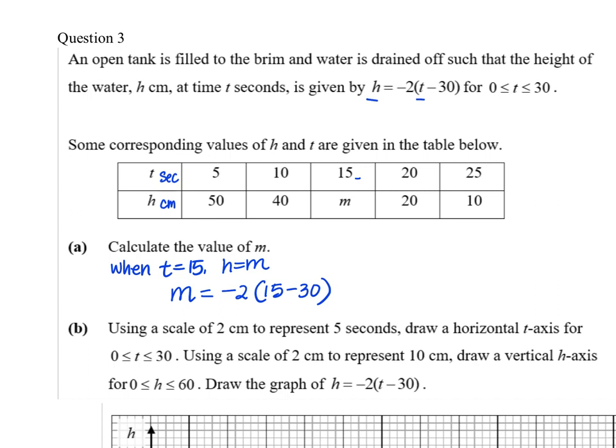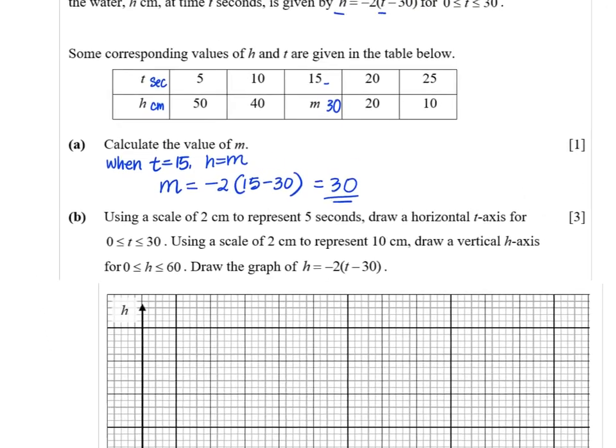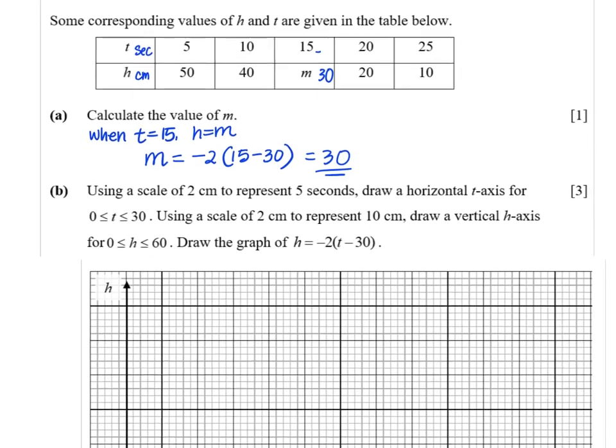I got the value to be 30. Okay, so in this case, the value for n will be just the number 30. Right? Next part of the question, it says using a scale of 2 cm to represent 5 seconds.